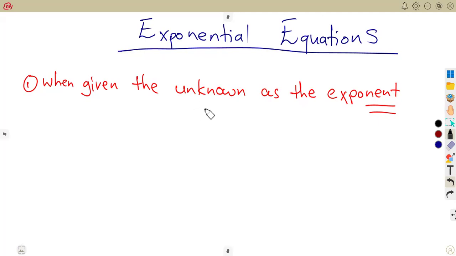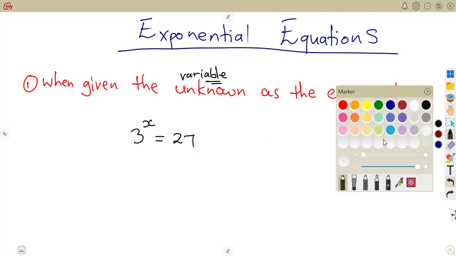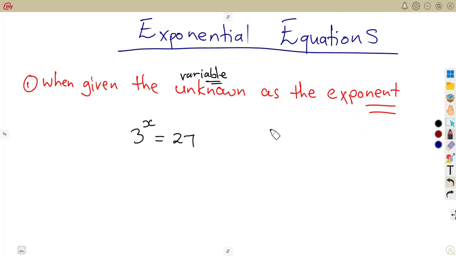When you have an unknown on the exponent, it is just like 3 to the exponent of x is equal to 27. The unknown is x, the variable. When given the unknown, that is what? The variable, the one that you want to calculate, the letter to be calculated. So in this case, it is easier for us to write our bases in the simplest form so that we can equate.